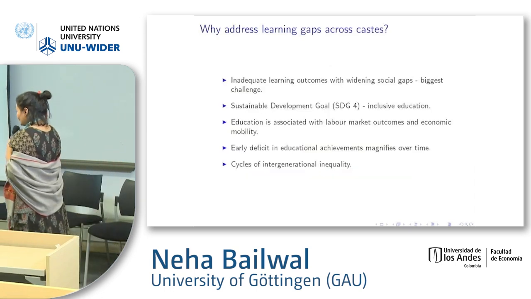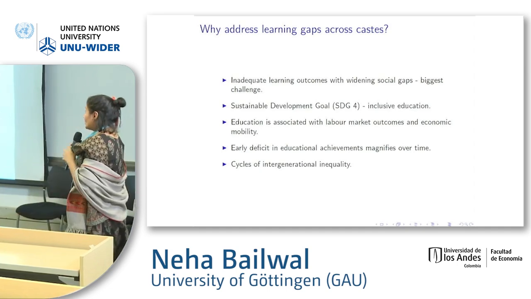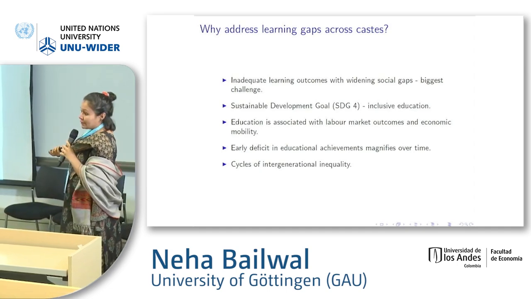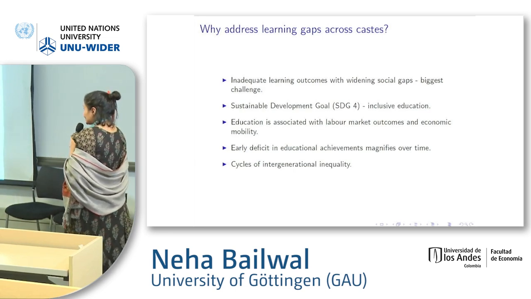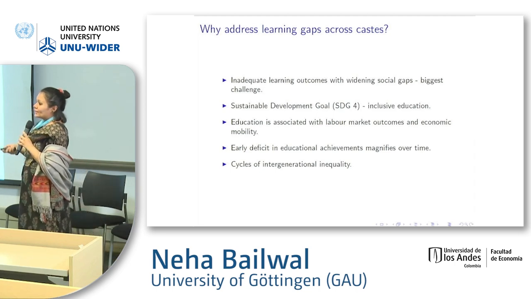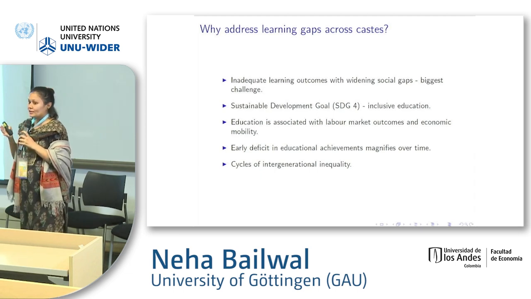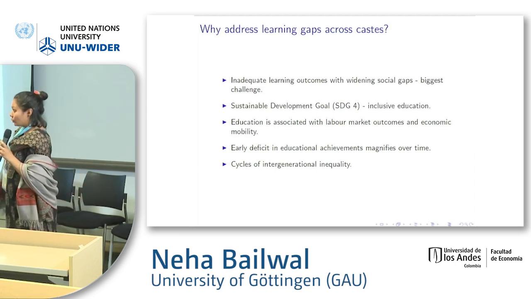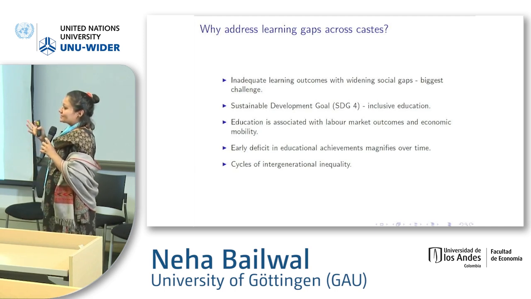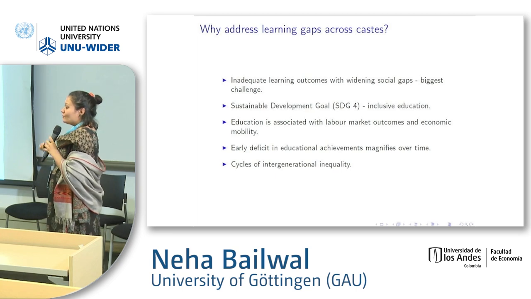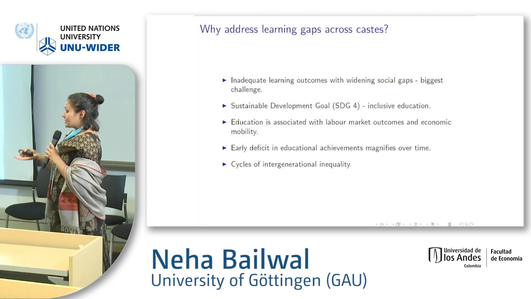Now, why do we think that it's a problem that some groups are doing well and some groups are not? Why do we need to address this? Well, if we want to achieve the goal of inclusive education, we have to make sure that nobody lags behind. Not only that, we all know that education is associated with social and economic mobility, right? And the deficit that you see very early on, at the school age, just magnifies over time. So if we don't pay attention at the right time and pay attention only at a later stage, it just widens up, right? So we have to pay attention to these inequalities at the right age, when the children start going to school.